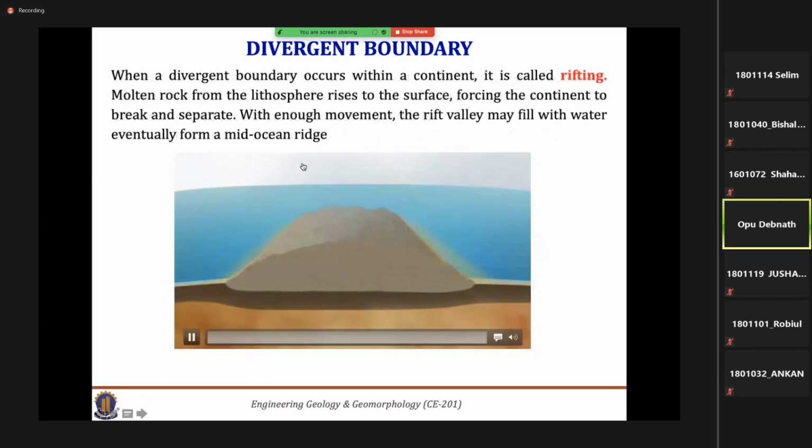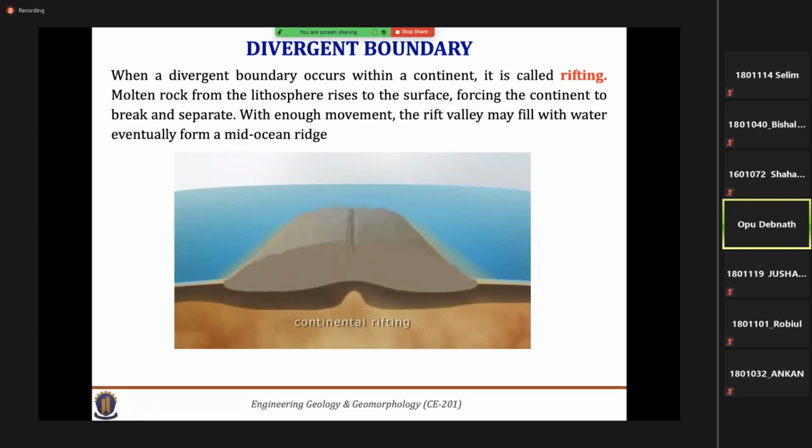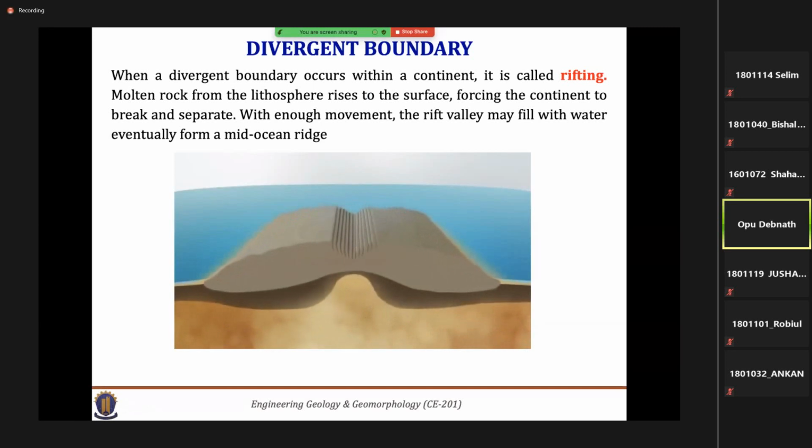The next one is another example of a divergent plate boundary. This is called rifting. Consider a divergent boundary that occurs within a continent. If this divergent boundary is among some subplates, so within a continent, this condition will be known as rifting.